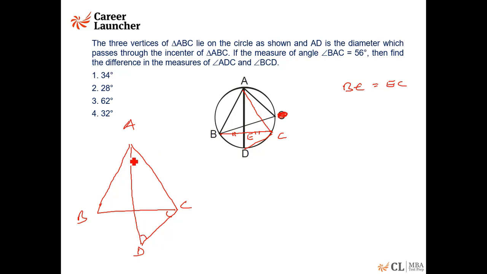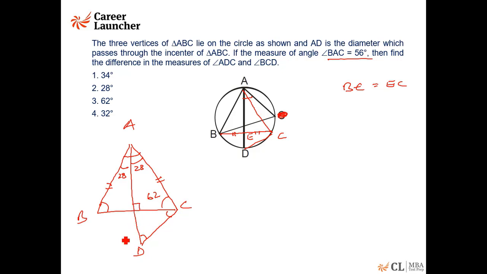Okay. Now, if this is 56 degrees and I have taken it to be an isosceles triangle, each of these will be 28 degrees. Right? Because I have taken it to be isosceles, question says BAC is 56 degrees. Now, if it is isosceles, these two sides will be equal and these two angles will be equal. How much will these be? This will be 62 degrees.